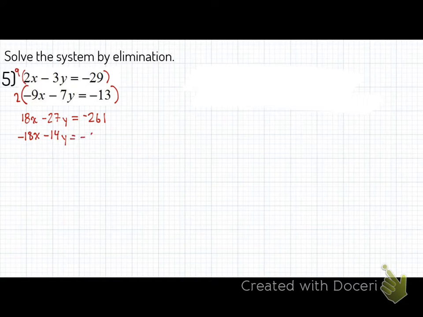Now watch what I'm going to do with the second equation. Eyes up on the screen. I need to get rid of those 18, so I'm going to add the second equation. What's 18 plus a negative 18? Oh, man.